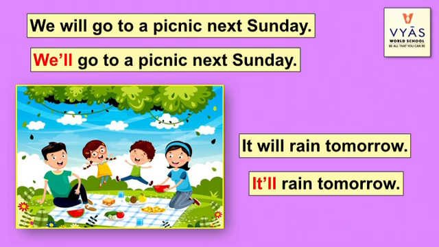We have done the same thing in the second sentence also. The second sentence is it will rain tomorrow. Again here the letters wi are missing, and in place of the missing letters we have placed an apostrophe. So this is the way we write the contraction when the word will is there in the sentence.